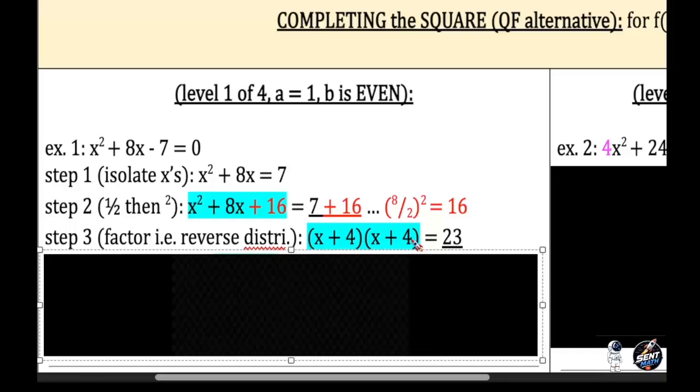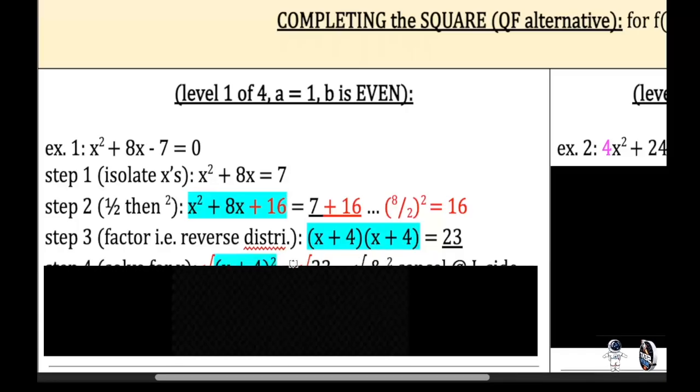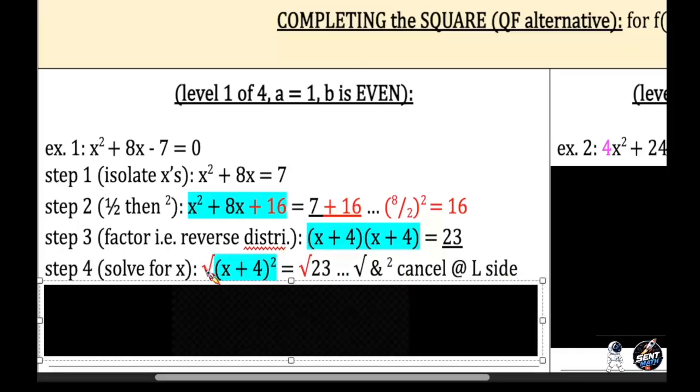Okay, so since this is plus 16 and plus 8, the square root of 16 is 4 and 4. And because this is positive, that's going to be plus and plus. Okay, and then of course, we're going to combine 7 plus 16 to equal 23. Okay, for step 4, if you ignore the square roots, and just focus on the black, that is what I get after combining these two into x plus 4 squared, okay?